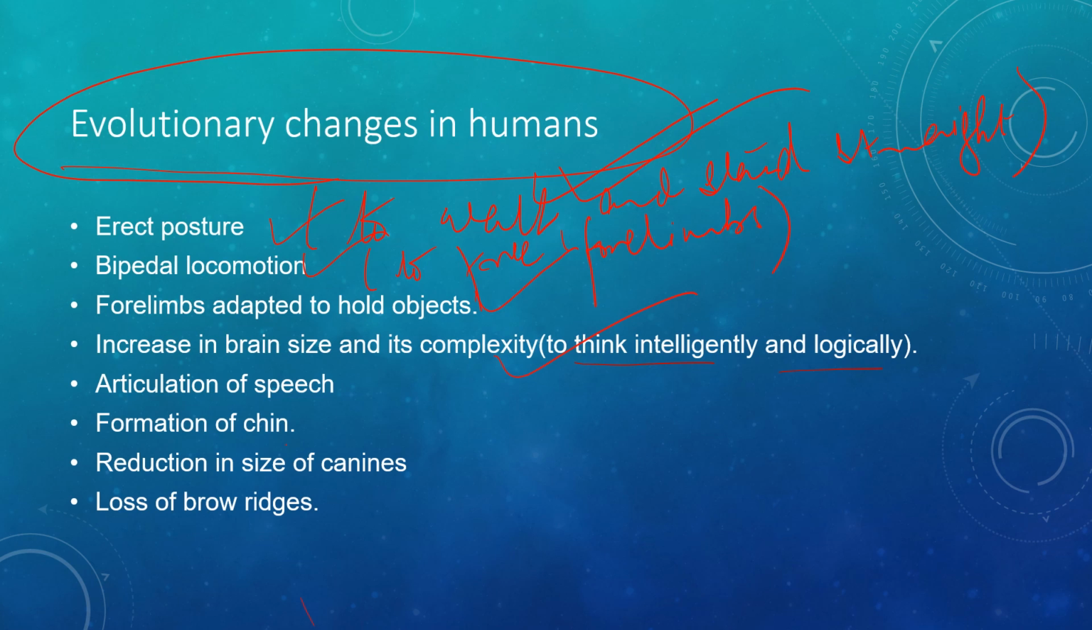Now next comes the articulation of speech. Formation of chin happened and reduction in the size of canines. Previously, as they used to tear raw flesh, the canine size was bigger. Gradually it reduced, and there was loss of brow ridges. The brow ridges were also modified. Okay, so let us see with the diagram how the evolution happens.